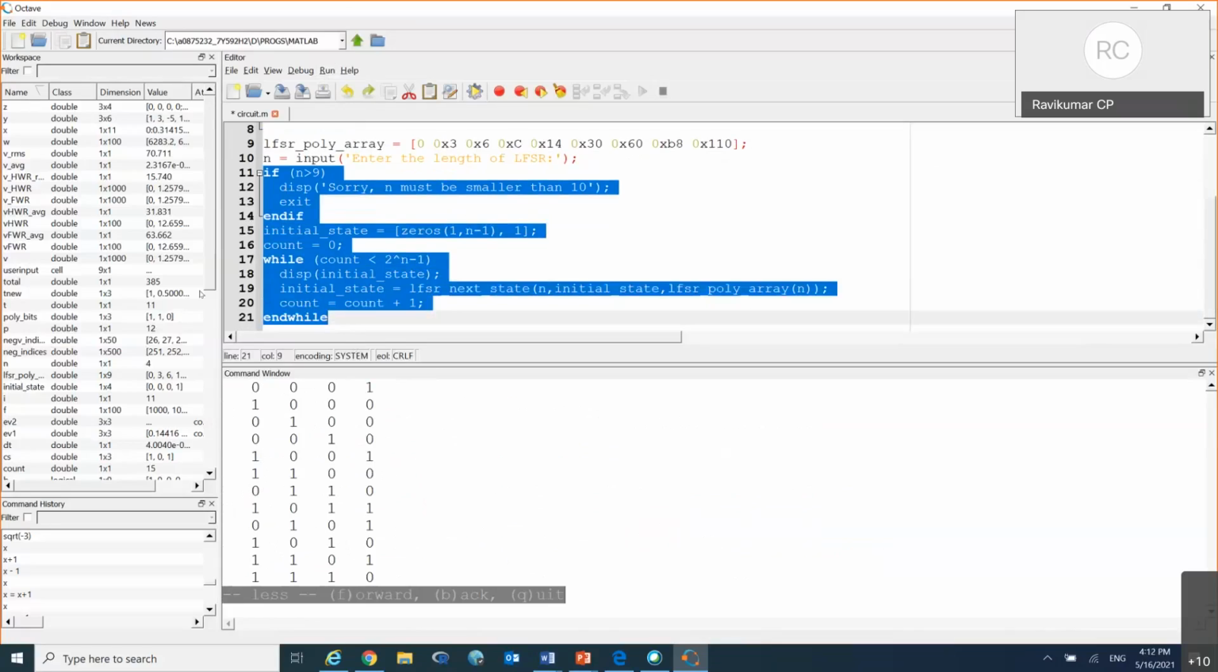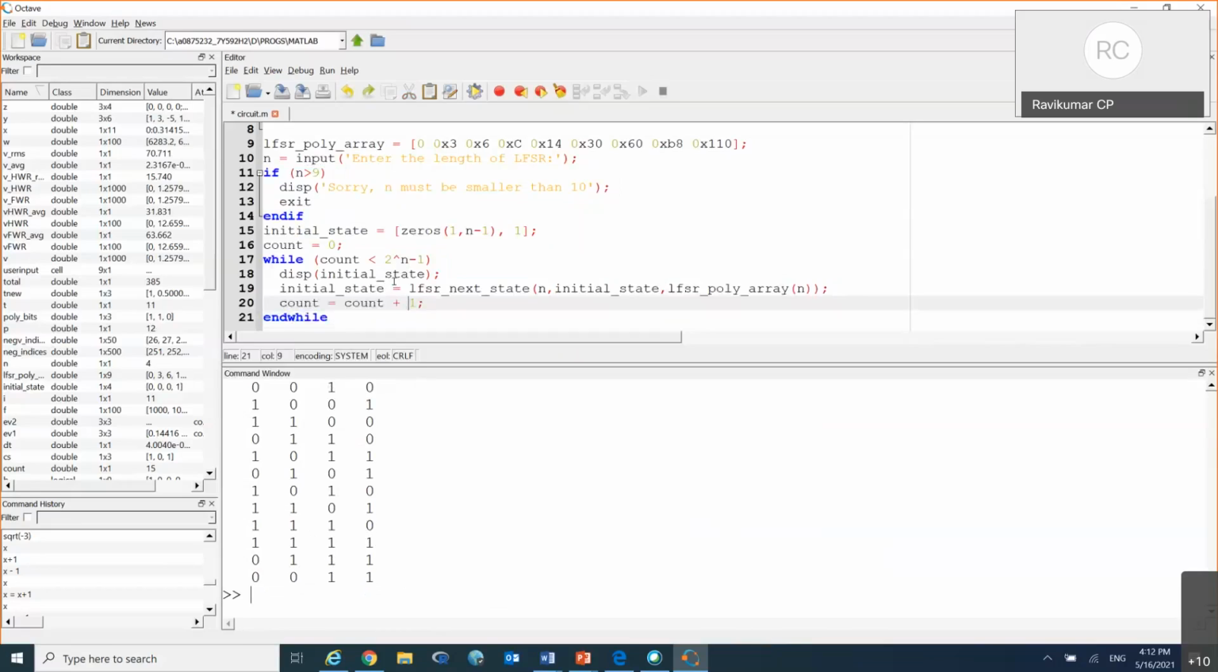See, it's giving me 1, 8, nothing should be repeated. 1, 8, 4, 2, 9, then 12, 6, 11, 5, 10, and then 1, 1, 0, 1, 1. So nothing is repeated. So it is giving all the states. So we can try to be ambitious and verify whether it works correctly for n equal to 9 also. It will take some time.